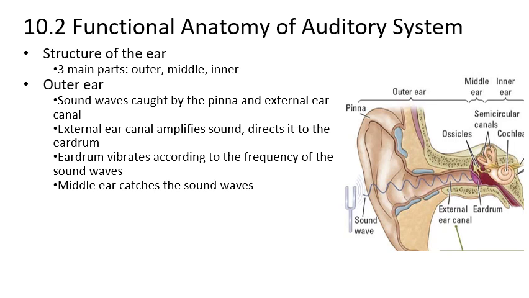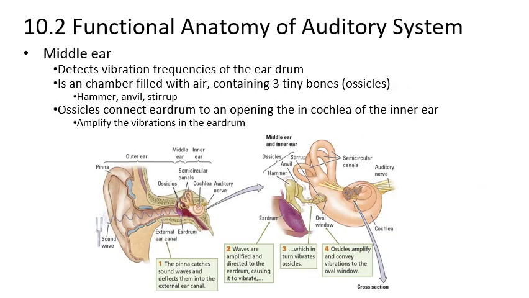The eardrum vibrates, so it's literally like a drum in the sense that it vibrates according to the frequency of the sound waves that are coming in, and the middle ear catches those sound waves. So the middle ear detects the vibration frequencies of the eardrum. The middle ear is actually a chamber, and it's filled with air. And inside are three tiny little bones that have official names, but they also look like a hammer, an anvil, and a stirrup. So often they're called that.